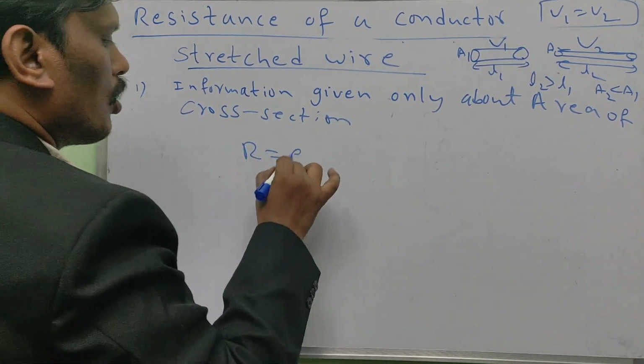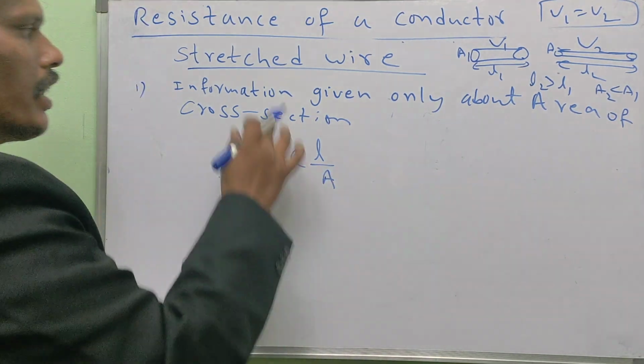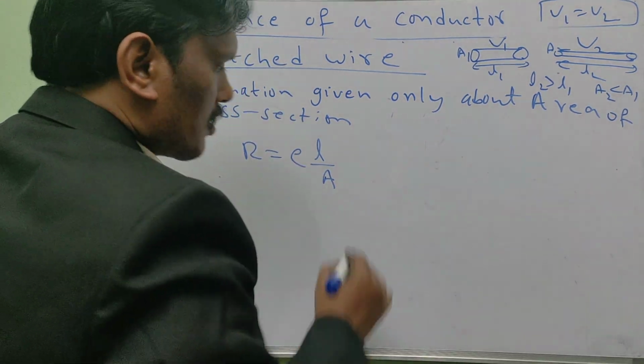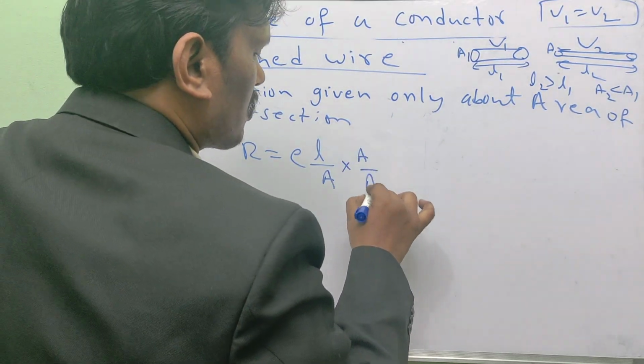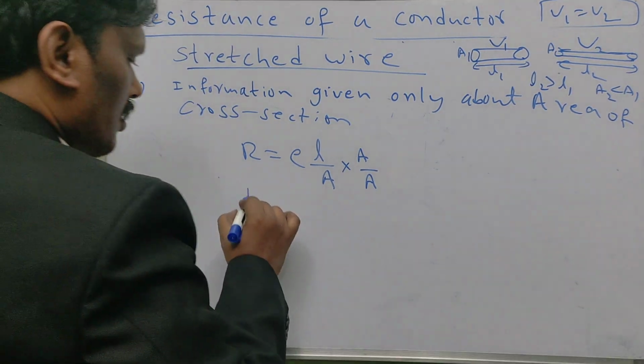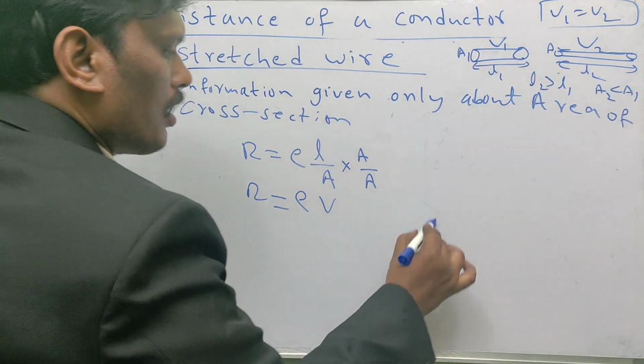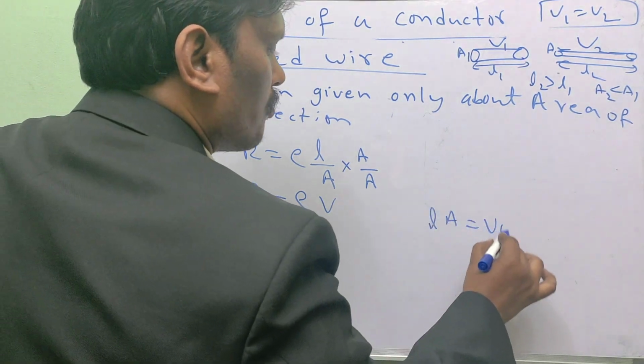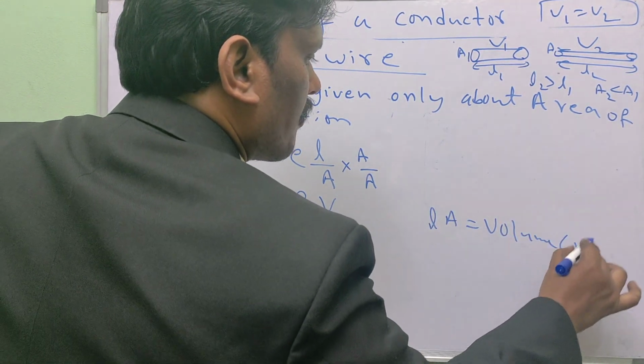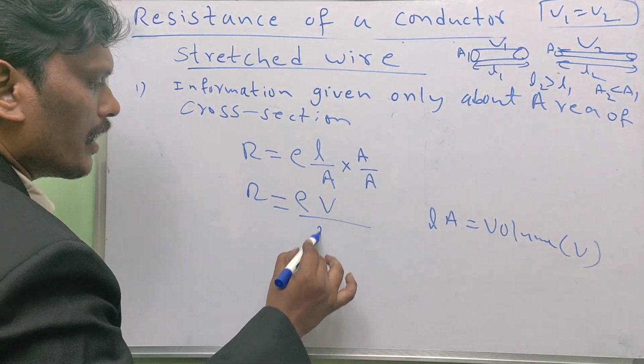R is equal to rho into L by A. We know that formula. Since information is given only about the area of cross section, multiply numerator and denominator by the area of cross section. Then we get rho times L into A, which is length into area of cross section, that is volume V, divided by A square.